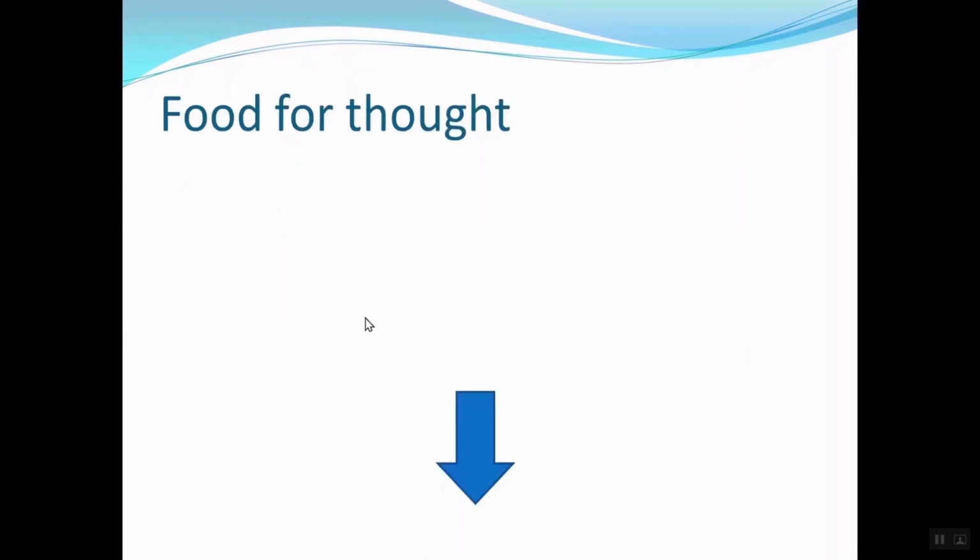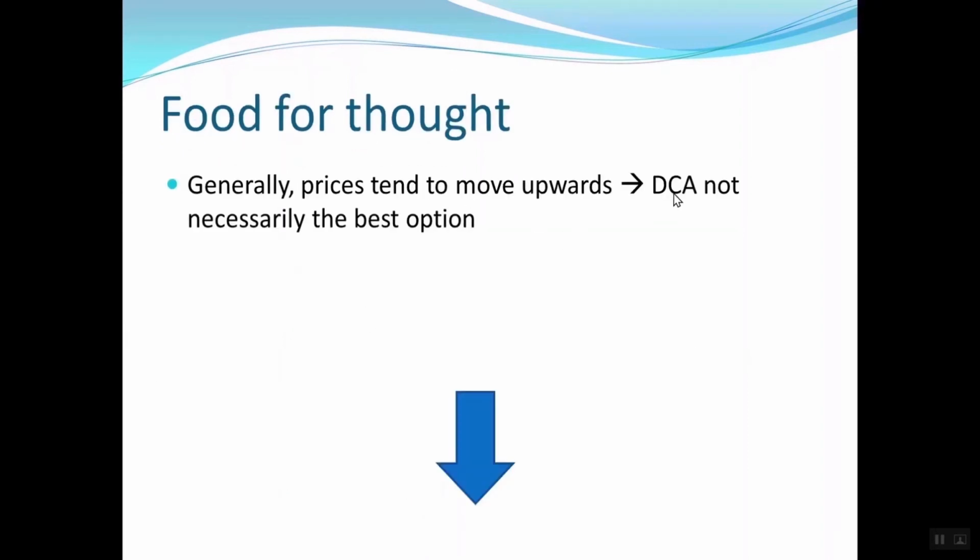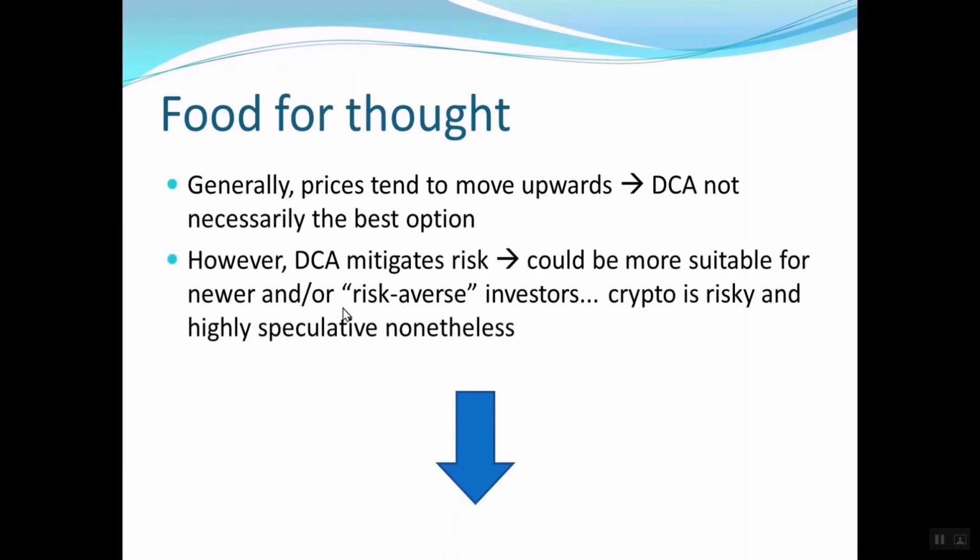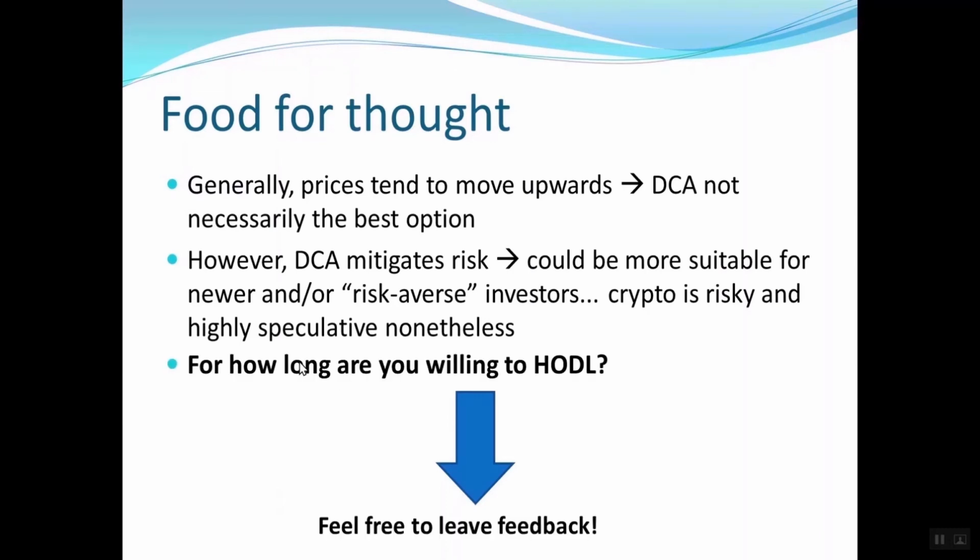Concluding thoughts, generally the prices tend to move upwards and DCA is not necessarily the best option. However, DCA mitigates risk, so this could be more appropriate for newer or risk-averse investors. I use that in air quotes because I acknowledge crypto is risky and highly speculative nonetheless. So the question I have for you is, for how long are you willing to hodl? And the price predictions for the end of year, again, feedback, all welcome. I encourage you to have a good discussion.